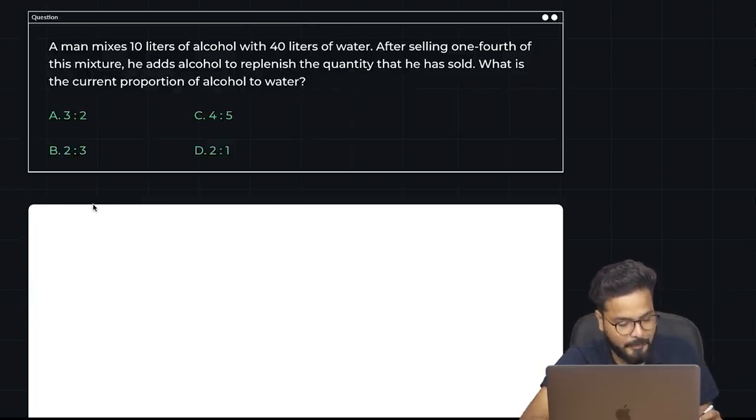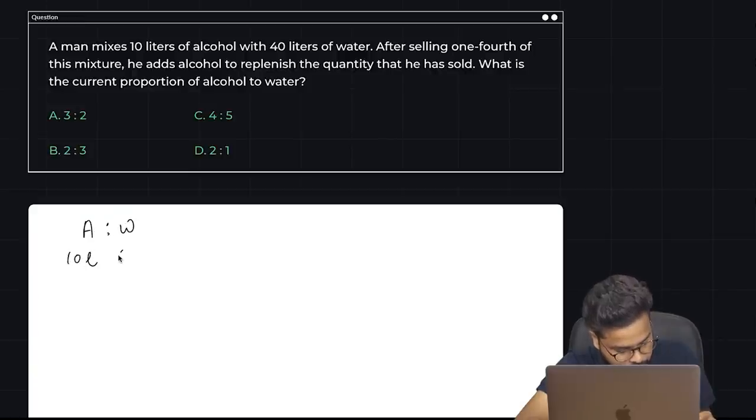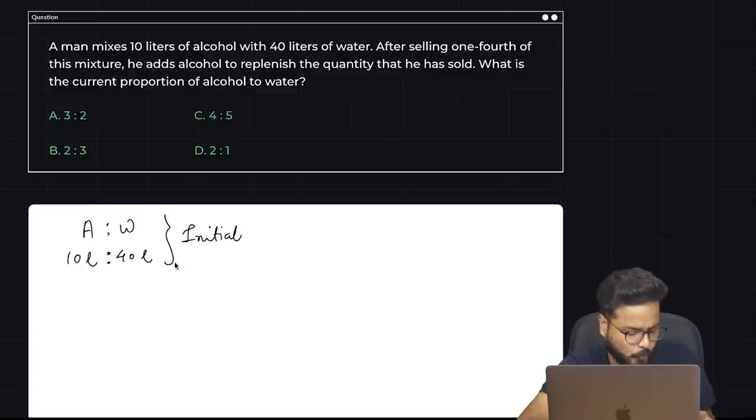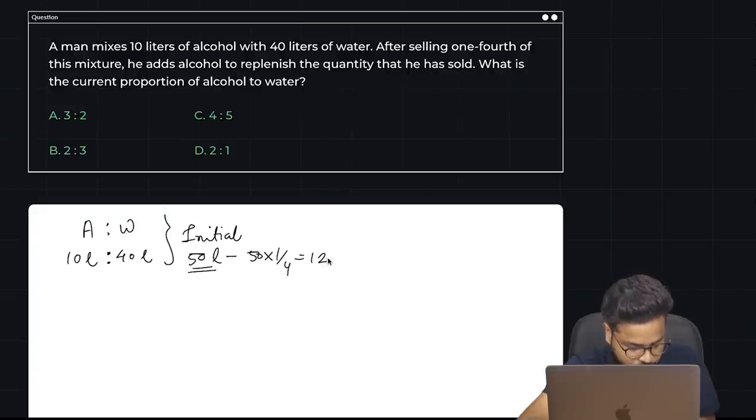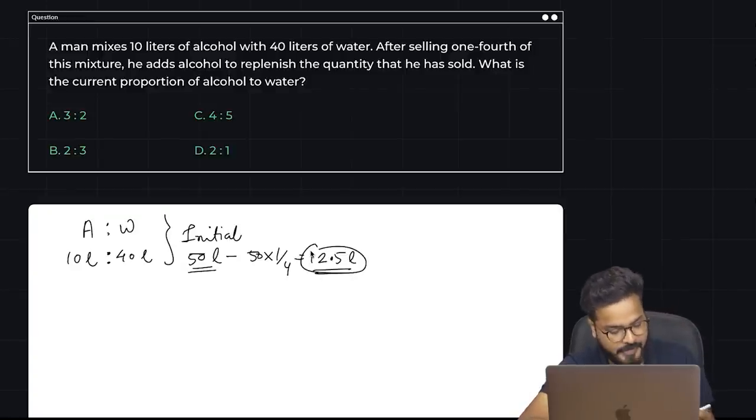Okay. A man mixes 10 liters of alcohol with 40 liters of water. This is the initial. How many liters in total, guys? 50 liters. After selling 1/4 of this mixture, he's selling 1/4 of this mixture. So how much is he selling actually? He's selling 12.5 liters in total. If he's selling 1/4 of it, how much alcohol is he actually selling?